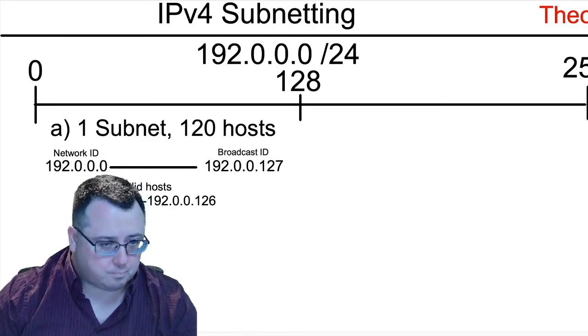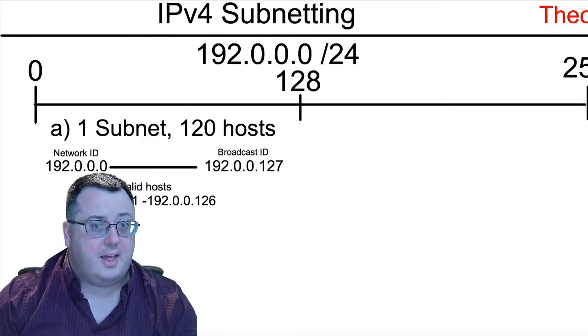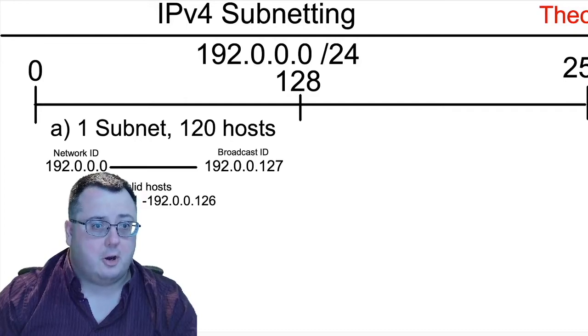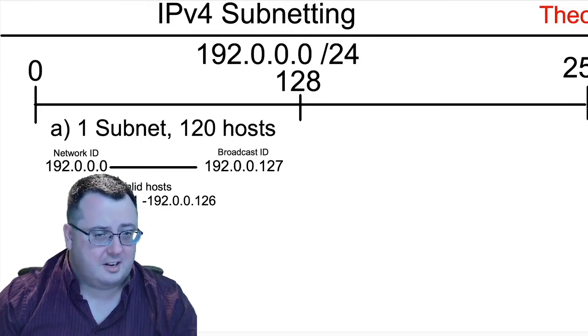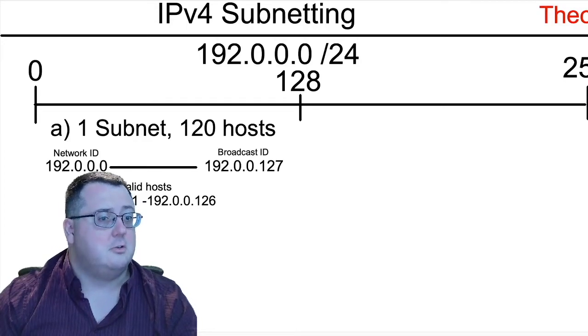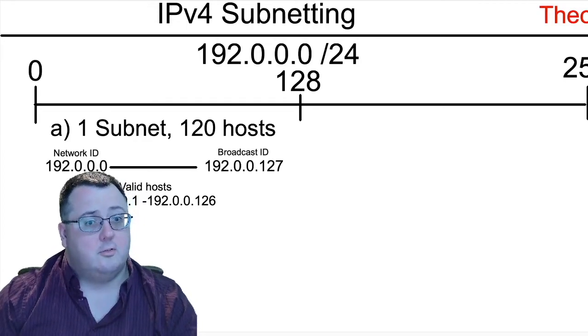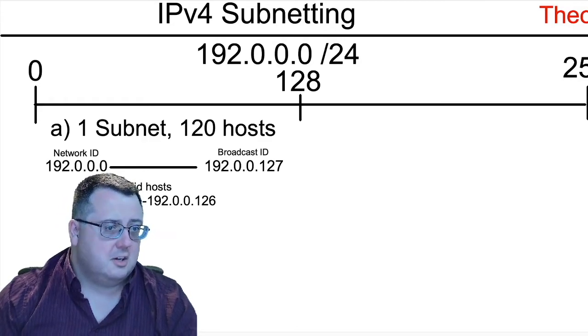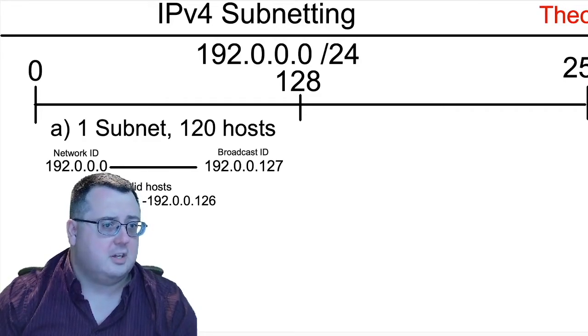We worked out that we needed 128 because 128 was sufficient for the 120 hosts. And we split that line from 0 to 128. So that will cope with the one subnet and the 120 hosts. And the valid host addresses will be 192.0.0.1 to 192.0.0.126. Okay, so that was the first part of the variable length subnet masking. We've split the line in half to cater for that requirement.